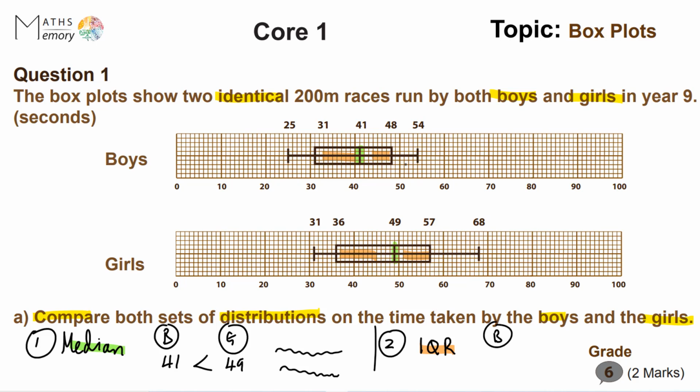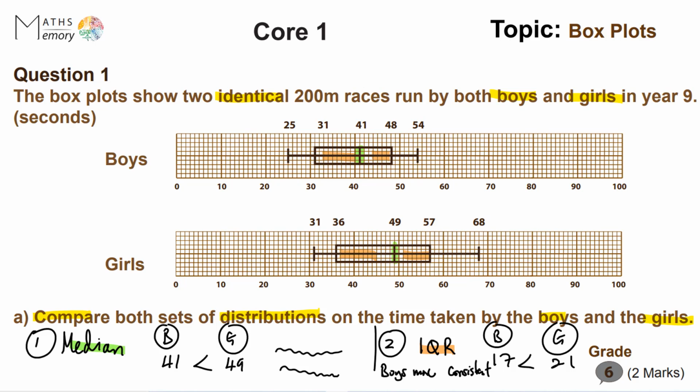So the boys, upper quartile, 48 take away 31. That would be 17 over here, and for the girls, it would be 57 take away 36, a bit more, 21. So boys is less than the girls. Now, is that better or is it not? I mean, the lower the interquartile range, the more consistent the data is. Okay, so the boys are more consistent, and this is the key word you need to really write in the exam. It's consistent or predictable or lower spread, either one of those words. Yes, consistent, more predictable, or it has less of a spread.